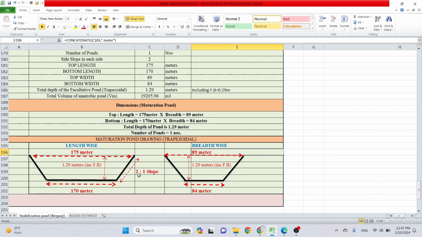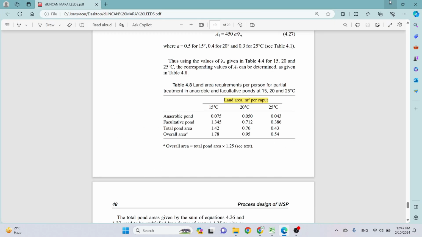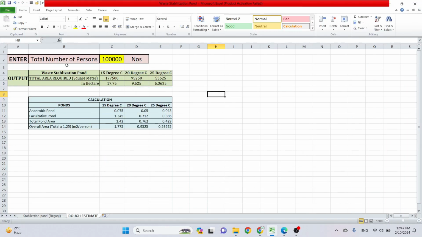There is also one way to do a very rough estimate, which is given by this manual. So you just enter, if it is 1 lakh people, the total area required in hectares for the waste stabilization pond, the total area required for the anaerobic pond, and for the facultative pond, only the total area that will be required to construct a waste stabilization pond for the treatment of domestic wastewater.